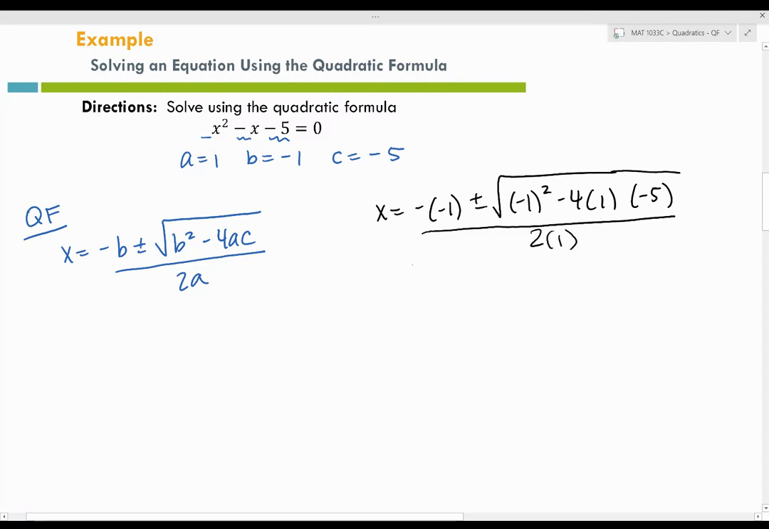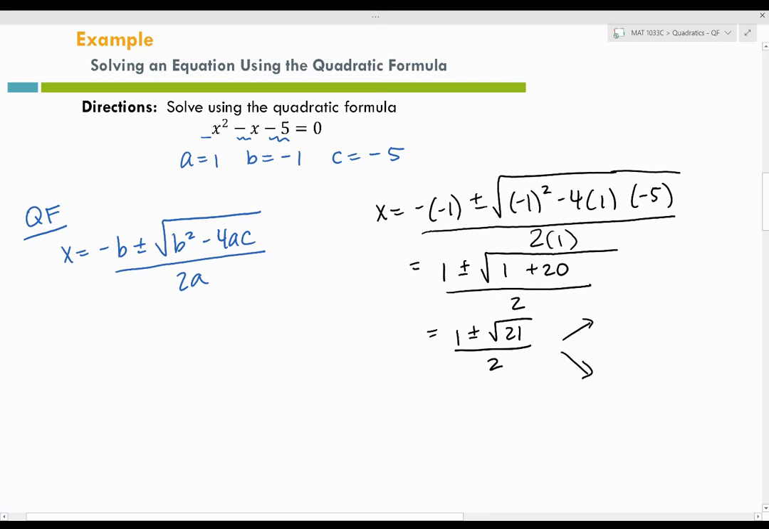I'm going to simplify that. A negative times a negative is positive. Negative 1 squared is 1. Negative 4 times 1 is negative 4, and negative 4 times negative 5 is positive 20. Then all of that is going to be over 2. So I'm going to simplify. That's going to be 1 plus or minus the square root of 21 over 2. The square root of 21 doesn't break down any farther. So we just need to remember that we have two answers here: 1 plus the square root of 21 over 2 and 1 minus the square root of 21 over 2. And those are our two answers. Awesome.